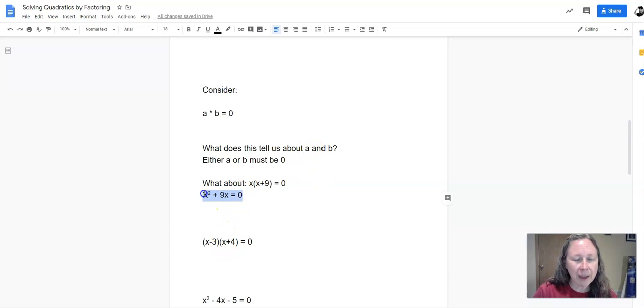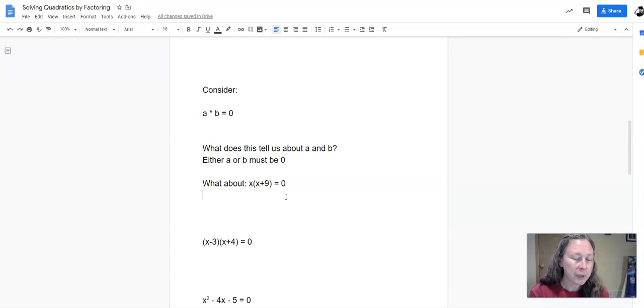But if I leave it in factored form and I get rid of that, I can see something interesting about its structure. X times x plus 9 is equal to 0. Therefore, I know that either x is 0 or x plus 9 is 0. If one of those terms is 0, then when I multiply them, I get 0. So there's sort of the tip for how we're going to get our two solutions for that quadratic equation.